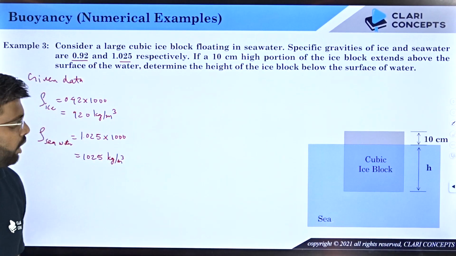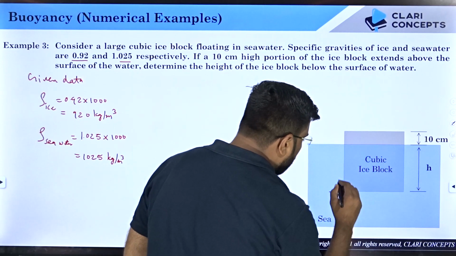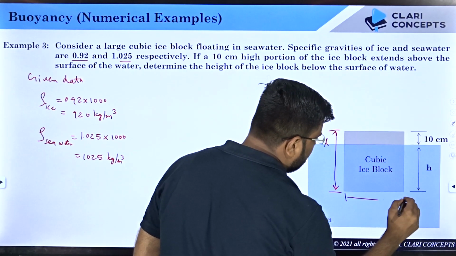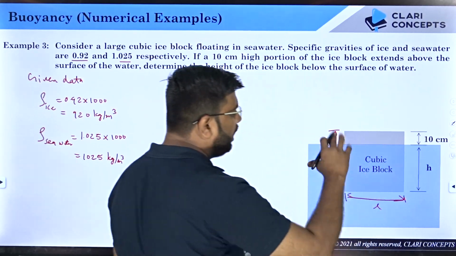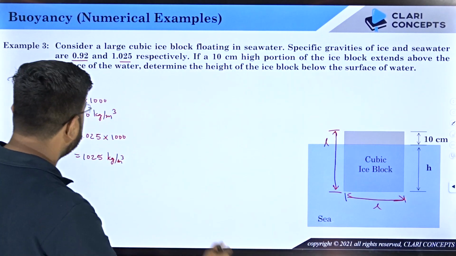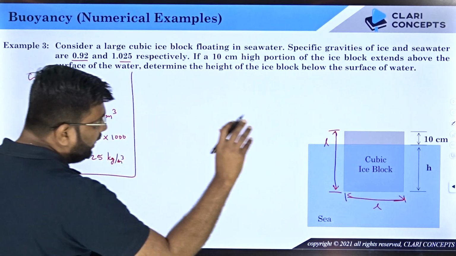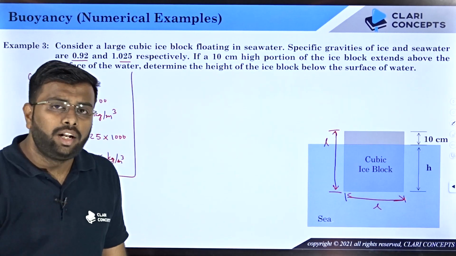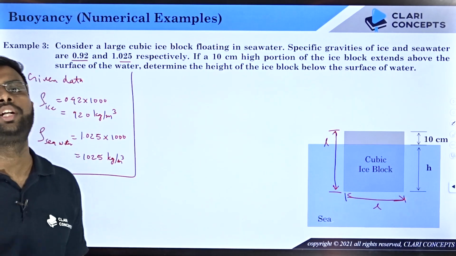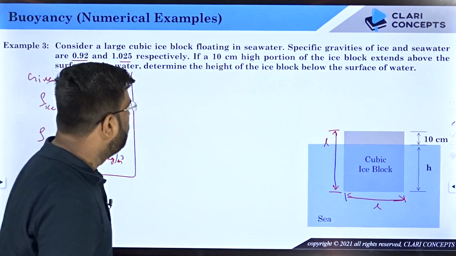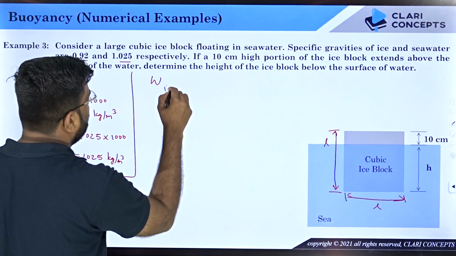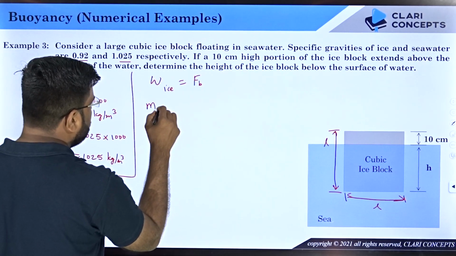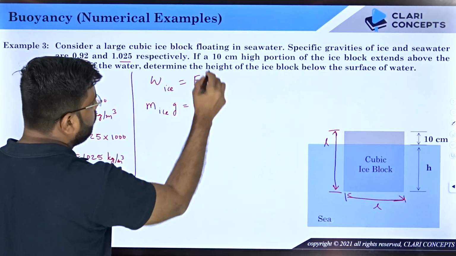So let us first assume that the block has length L on all three sides basically. This is a cubical block, so it will be L by L by L in 3 dimensions, right? So since a body is floating, always keep this in mind. Whenever a body is floating, the weight of the body is always equal to the buoyancy force acting on the body. So weight of the ice block will be equal to the buoyancy force. Weight of the ice block is mass of the ice block into g.